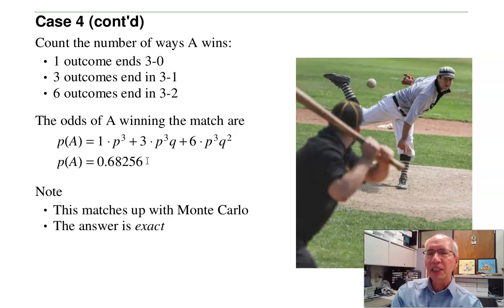Similar to what we had with Monte Carlo, but this number is exact. If a team has a 60% chance of winning any given game, the chance they'll win a baseball playoff or basketball playoff is 68.2% of the time. What's nice about this is that answer again is exact.